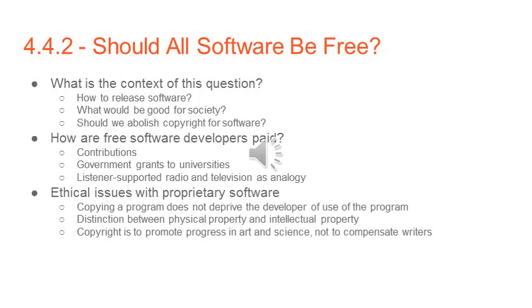Stallman believes that proprietary software is ethically wrong, specifically the aspects that prevent people from sharing and modifying proprietary programs. He emphasizes the distinction between physical property and intellectual property by pointing out that copying a program does not deprive the programmer or anyone else of use of the program. He also points out that the purpose of copyright, as stated in the Constitution, is to promote the progress of art and science, not to compensate writers.